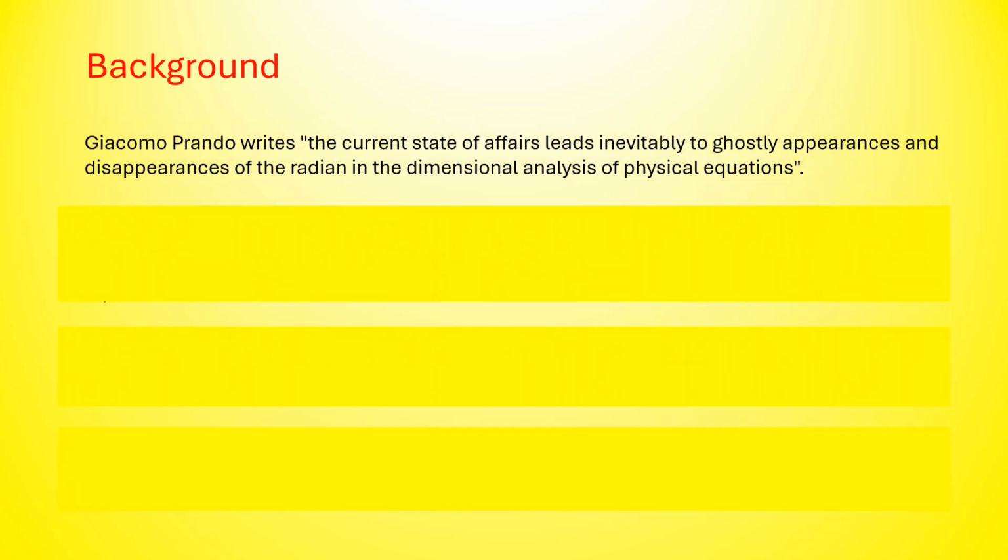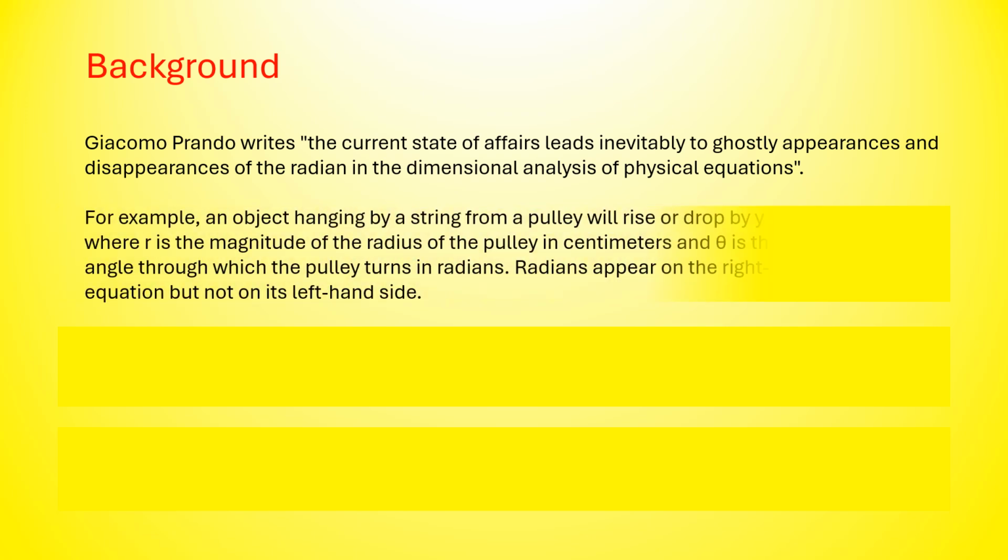Giacomo Pronto writes, the current state of affairs leads inevitably to ghostly appearances and disappearances of the radian in the dimensional analysis of physical equations. For example, an object hanging by a string from a pulley will rise or drop by y equals r times theta centimeters, where r is the magnitude of the radius of the pulley in centimeters and theta is the magnitude of the angle through which the pulley turns in radians. Radians appear on the right-hand side of the equation but not on its left-hand side.